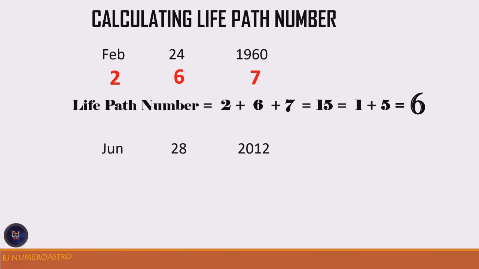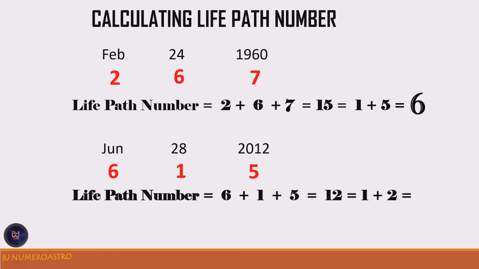Our next example is June 28, 2012. June has a value of 6, 28 is 1, and 2012 is 5. So life number is just 6 plus 1 plus 5, and that's 12. So 12 will now be equal to 1 plus 2, and that's 3. So the life number for the person born on June 28, 2012 is equal to 3.